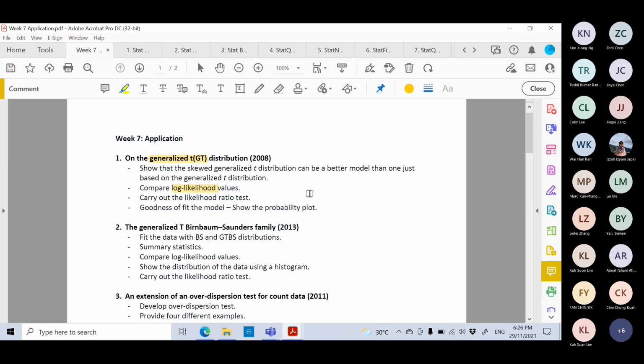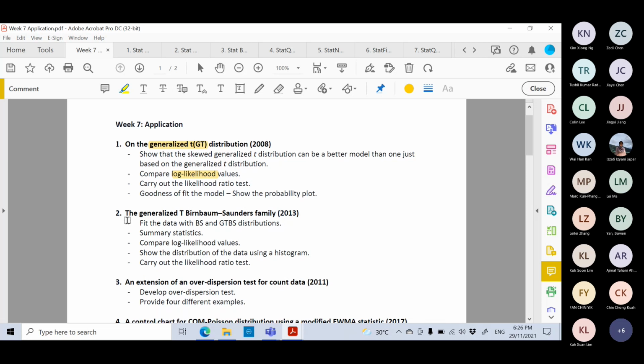Okay, so the second one is the proposed generalized T Birnbaum-Saunders family of distributions. This is a distribution that is also widely used in certain financial time series models. This paper was published in the year 2013.